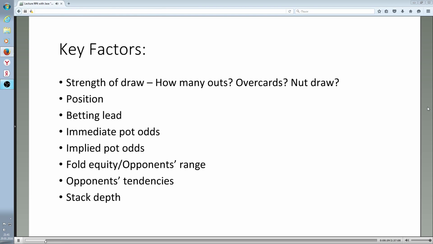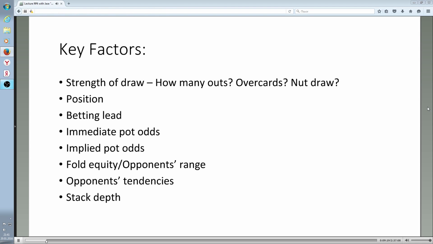Of course, position is another key factor. I guess it's a key factor in any part of the game, but playing draws is no different. Having position, also having the betting lead, is also going to be a factor in how we play our draws.